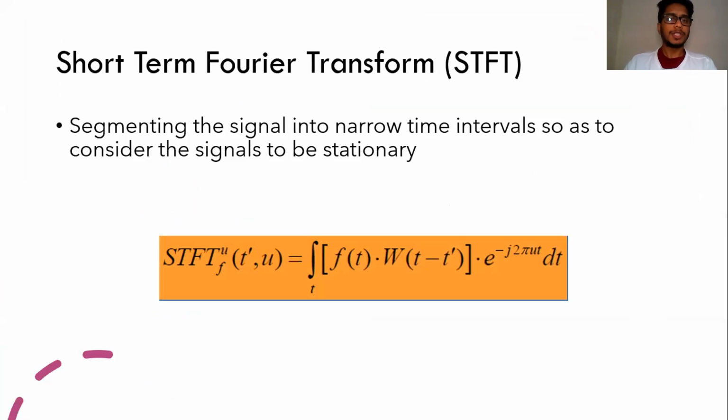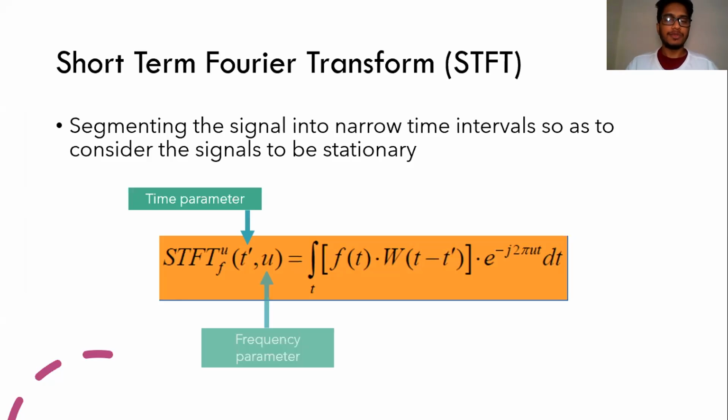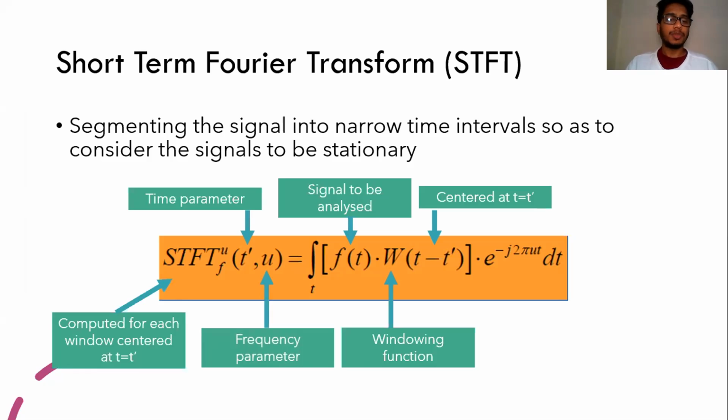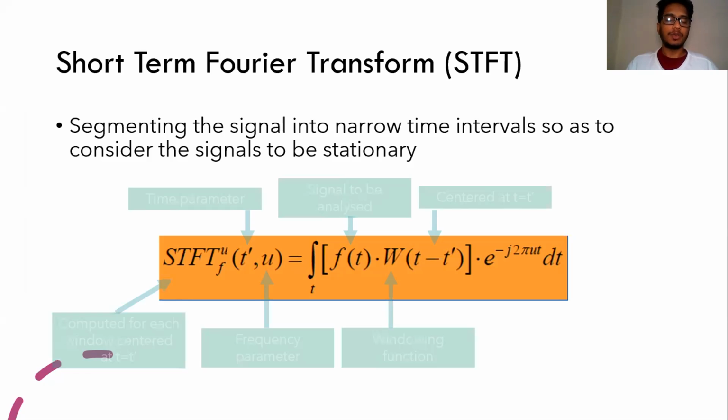Short-time Fourier transform segments the signal into narrow time intervals so as to consider the signals to be stationary. The mathematical formula is as shown on the screen, where t' is the time parameter, u is the frequency parameter, f(t) is the signal to be analyzed, w is the windowing function, and w(t - t') is centered at t = t'. STFT is computed for each window centered at t = t'.